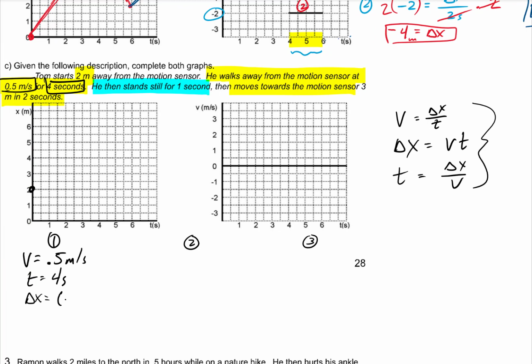it's going to be the velocity 0.5 times the time of 4 seconds. So my delta x comes out to be 2 meters. So in the first 4 seconds, we go 2 meters. So if we start at 2 and we go 2 meters, we end up at 4 meters. So that's my first chunk there for the first 4 seconds. And then for the velocity graph, I know that for the first 4 seconds, my speed is 0.5 meters per second.